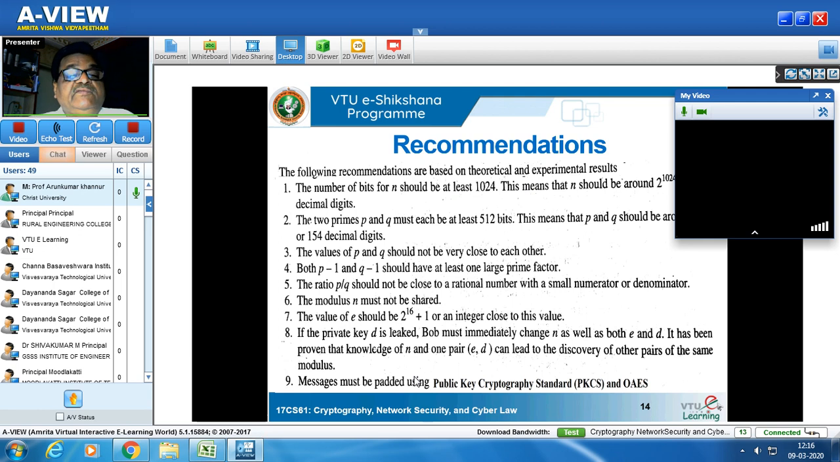The number of bits for n, which is the multiplication of prime numbers p and q, should be at least 1000. This means that n should be around 2 raised to the power of 1024 or 309 decimal digits. The two primes p and q must each be at least 512 bits. This means that p and q should be around 2 raised to 512 or 154 decimal digits.